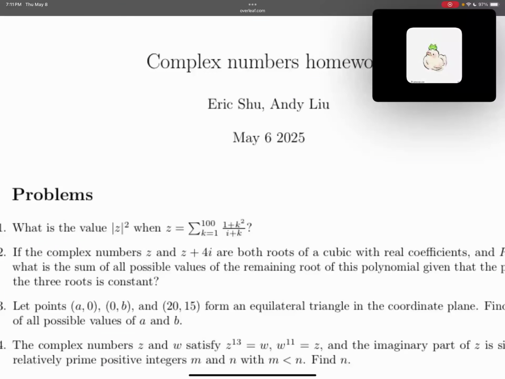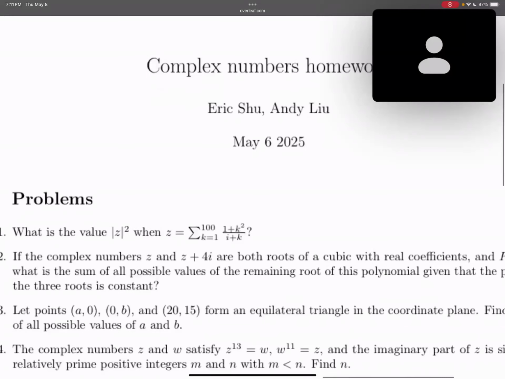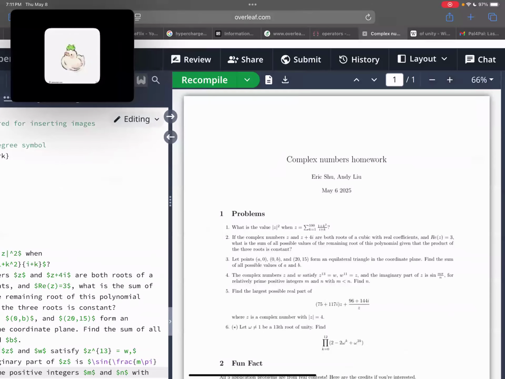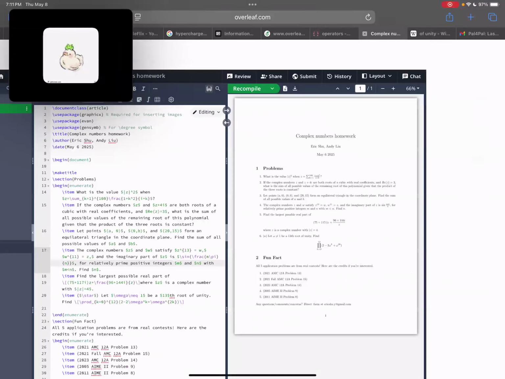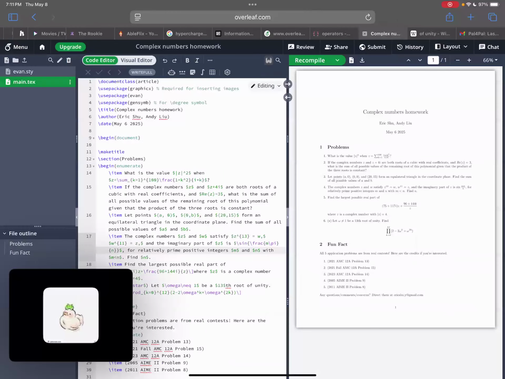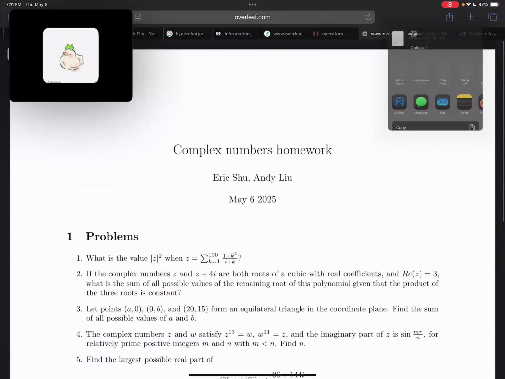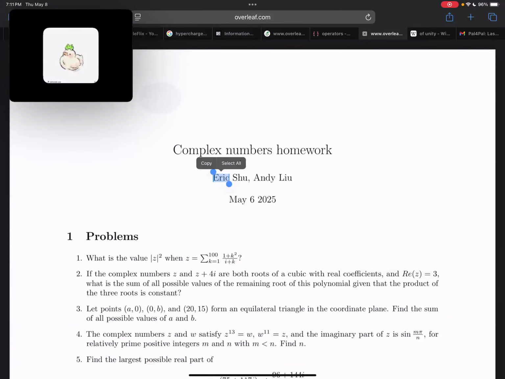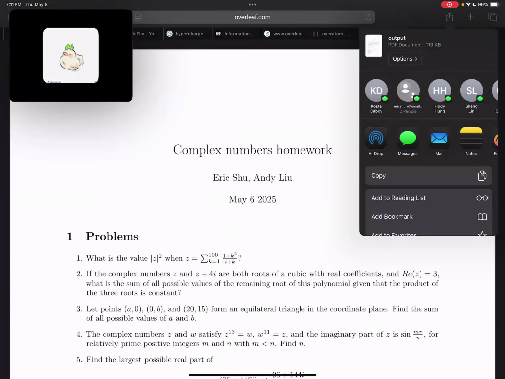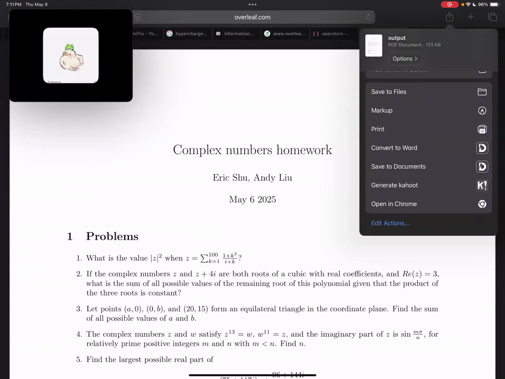Wait, so is the fraction in the first problem just k minus i? Yeah, exactly. Wait, yes, that's very correct. How do I say? There we go. Do I get to write now? No. Save to file.